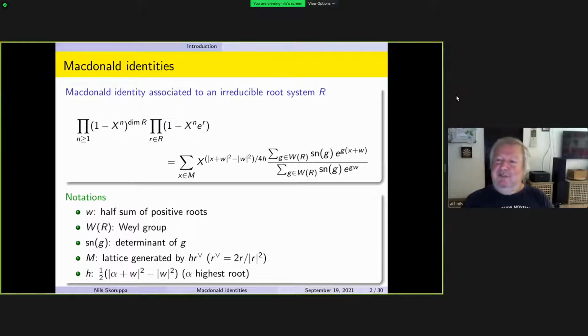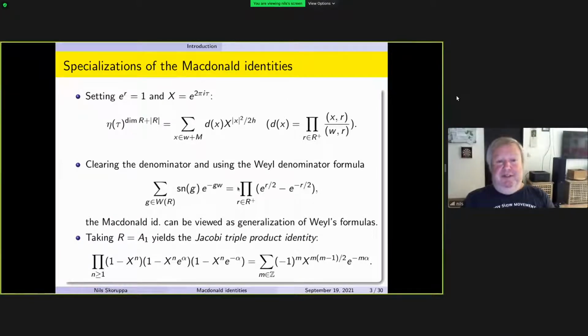So not in the direction of Lie algebras, but in a completely different direction. Okay, so let me dwell still a bit on these identities. If you set these e to the r that you see there, these elements of the group ring of the lattice M, equal to 1 and x equal to e to the 2 pi i tau, as we always do in modular form theory, tau in the upper half plane, then you get this identity for the powers of the eta functions that you see here.